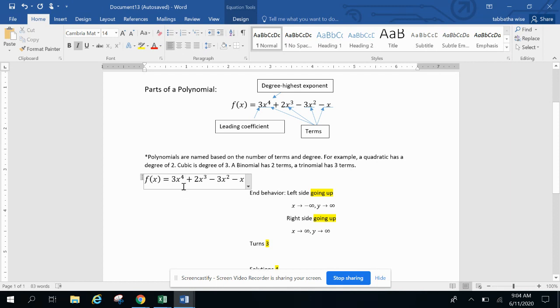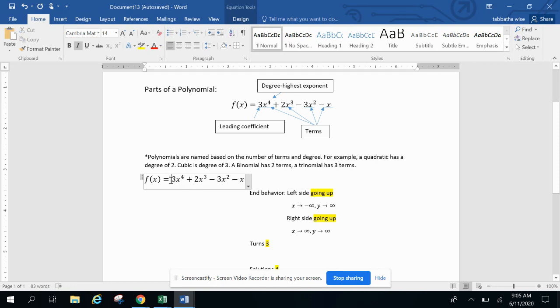If the degree is an even number, so x squared, x to the fourth, x to the sixth, that means both sides are going to do the exact same thing. They're both going to go up or they're both going to go down. If it's an odd number, 1, 3, 5, 7, then they're going to be going in opposite directions. One of them will be up and one of them will be down. So how do we know which is which?